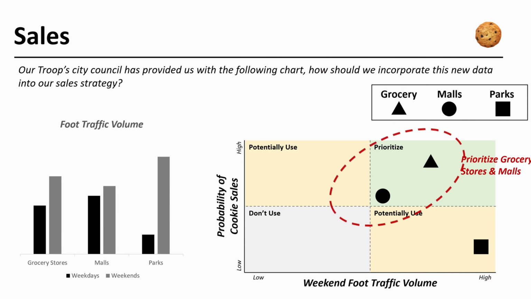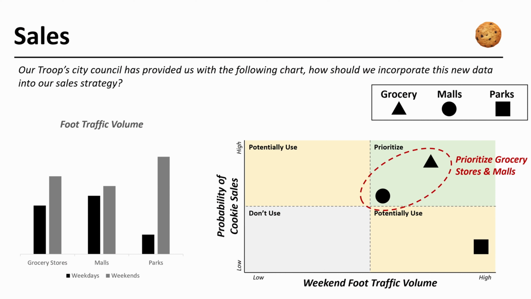So our takeaway is that we should prioritize grocery stores and malls to optimize our sales initiatives for Girl Scout cookies. I really like using 2x2s here. I think they are a great option for visualizing optimization problems where there are likely two dimensions you want to plot your options on. One, high volume of foot traffic, and then two, high probability of selling cookies.